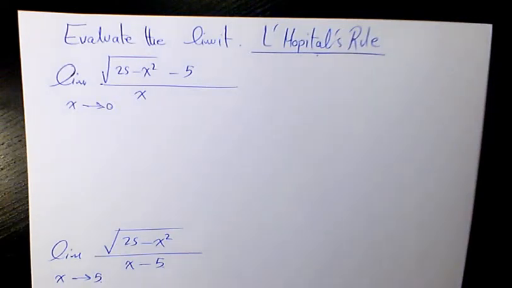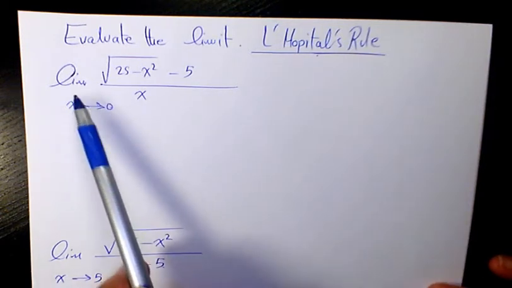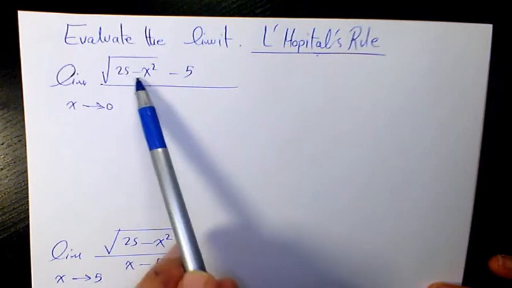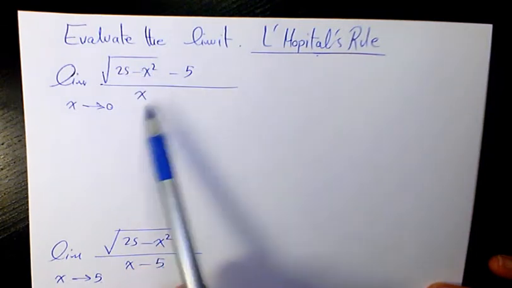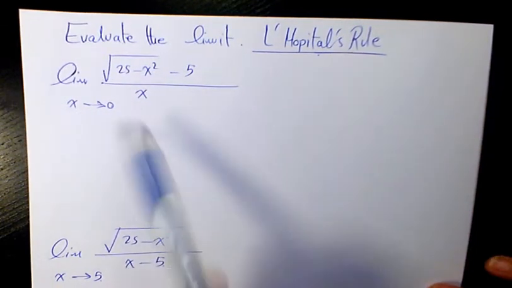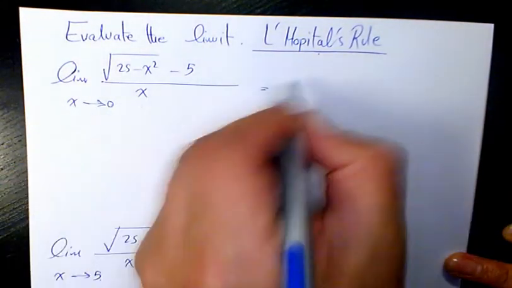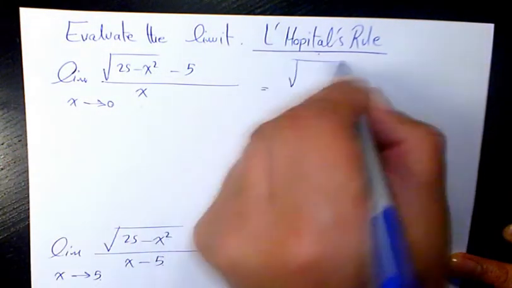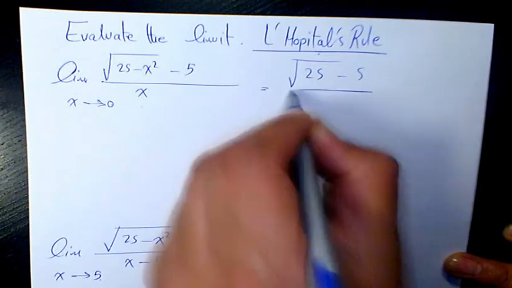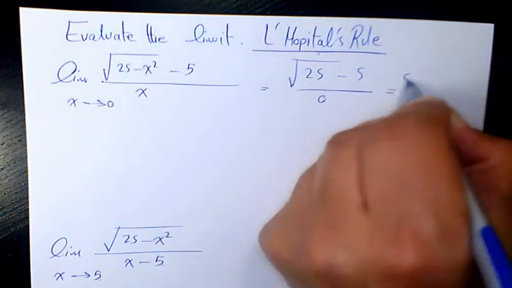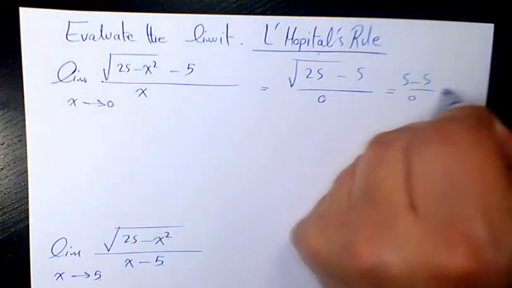Welcome to another video. In this video I want to show you how to evaluate the limit using L'Hopital's rule. The first example is the limit of square root of 25 minus x squared, minus 5, over x, when x is approaching 0. When you sub in 0, there is going to be square root of 25 minus 5 over 0, which will be 5 minus 5 over 0, or 0 over 0.